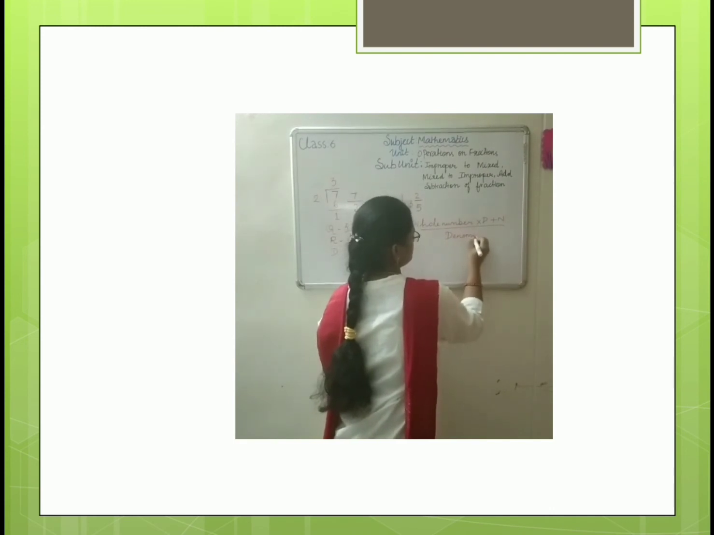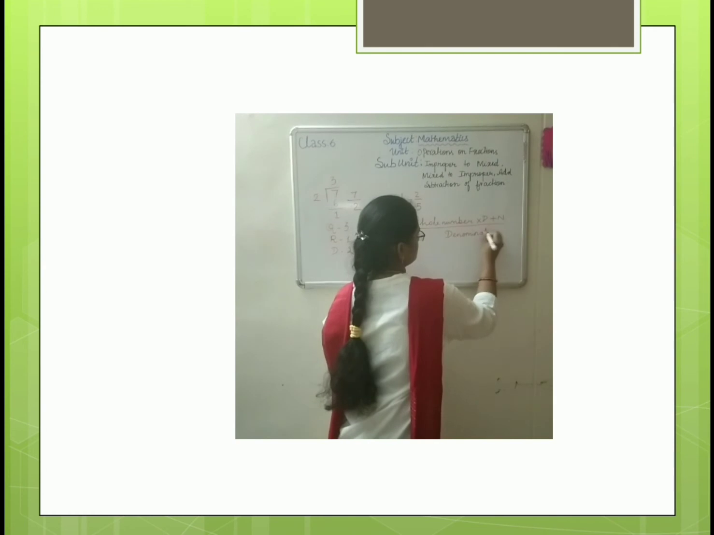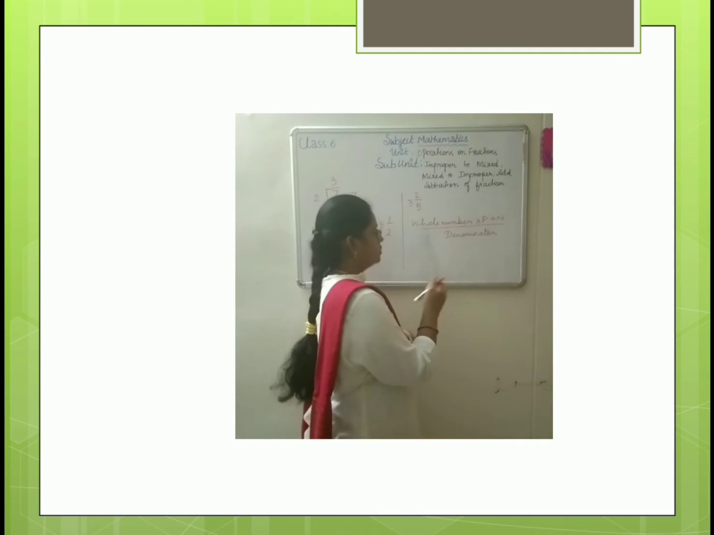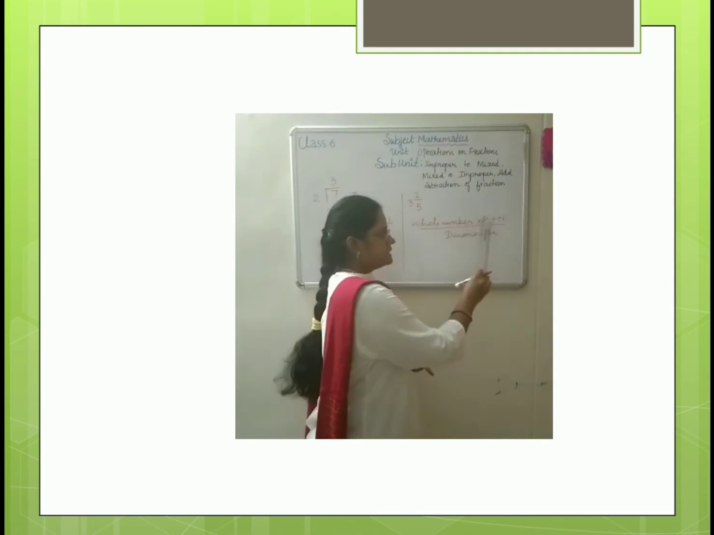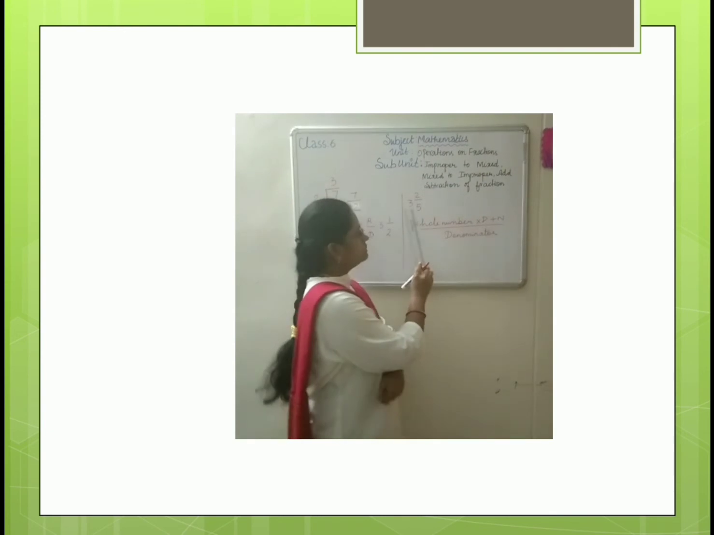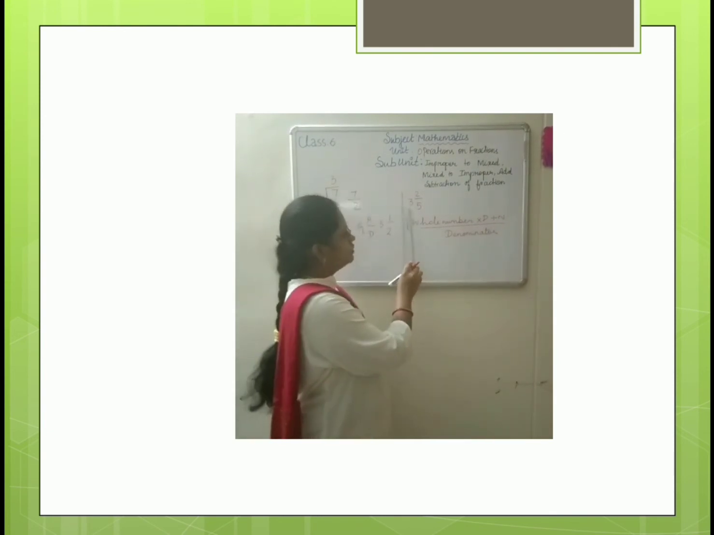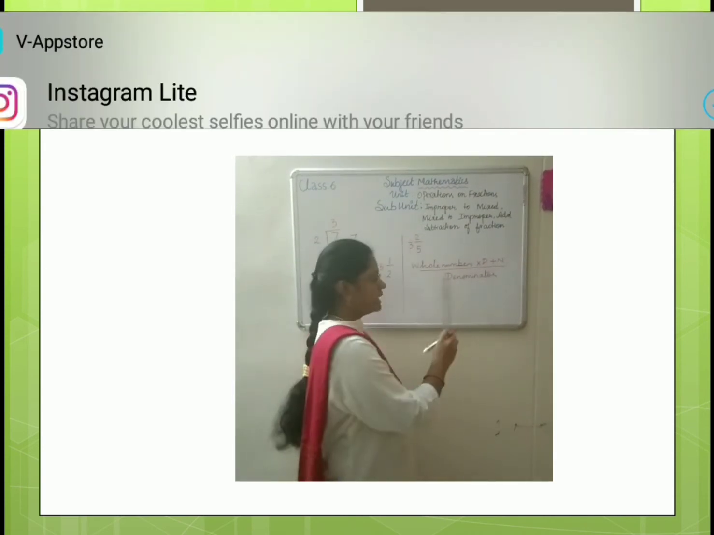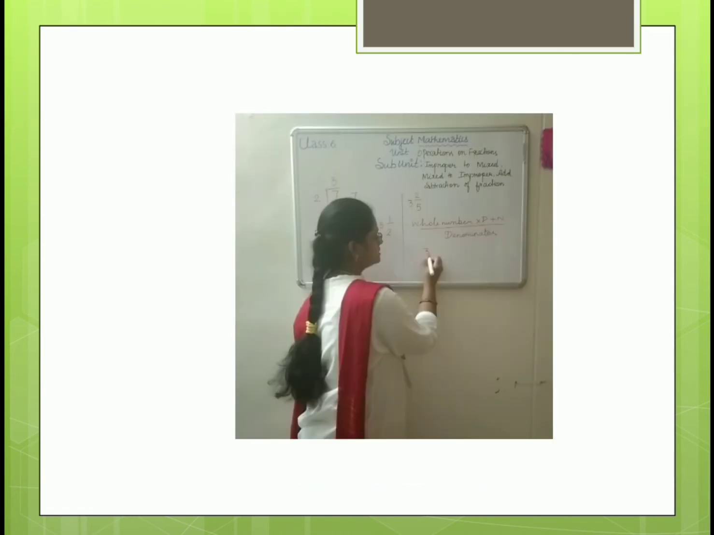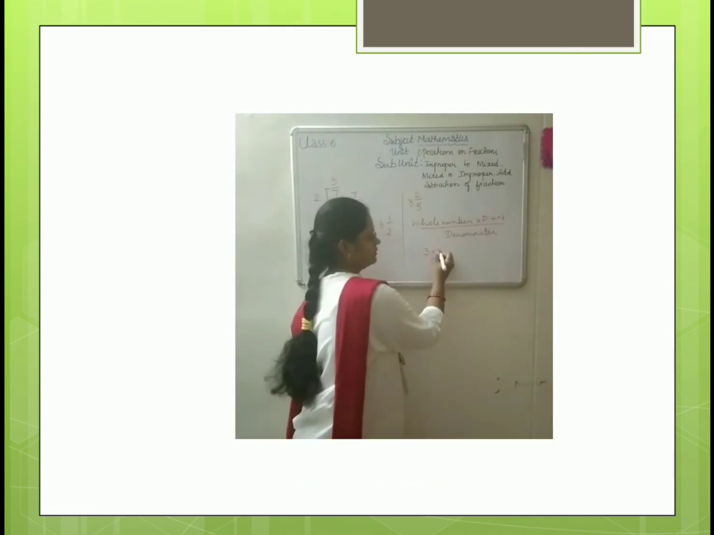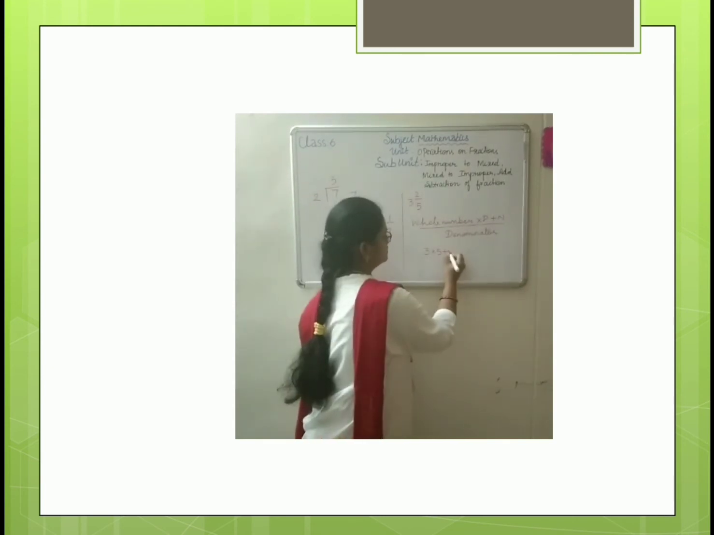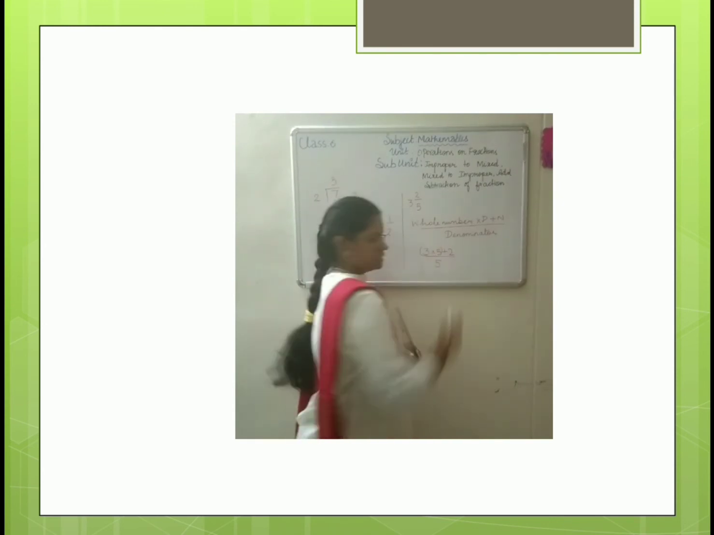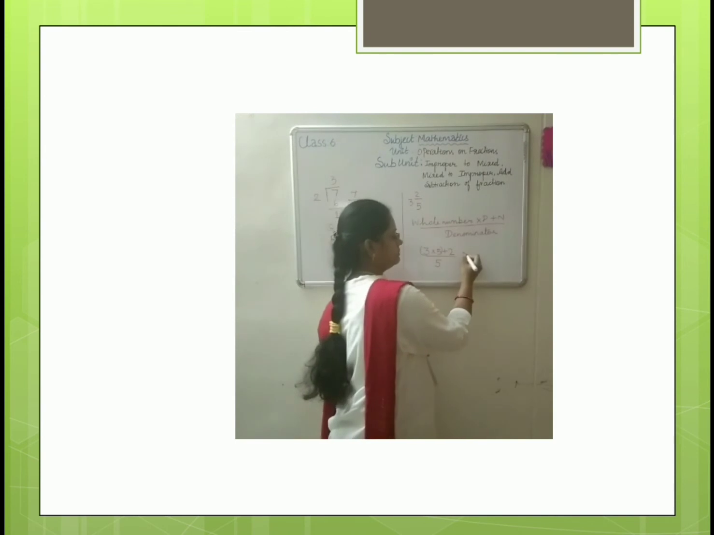See, this is the formula to convert the mixed fraction to an improper fraction. Whole number into denominator plus numerator by denominator. Whole number is what here? 3 is the whole number. You are going to multiply 3 into denominator 5 plus the numerator 2, by denominator 5. This is equal to what? 5 3s are 15 plus 2 is 17 by 5. Now you have converted it into an improper fraction.